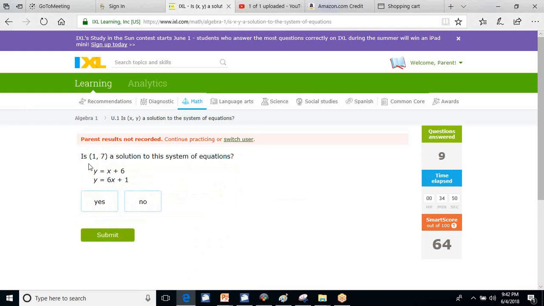Is (1, 7) a solution of this equation? So y is equal to x plus 6 and y is equal to 6x plus 1. So if y is equal to those things, then these two expressions have to be equal, right? So x plus 6, which is y, is going to equal 6x plus 1, right?